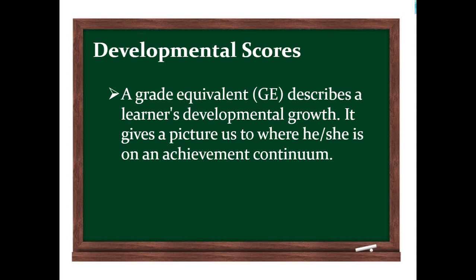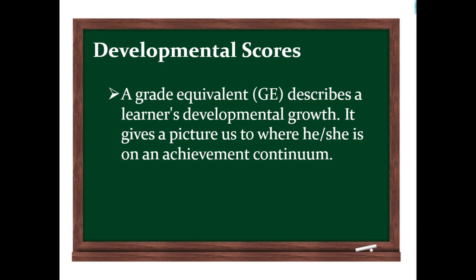And the 2, on the right side of the decimal point, means months in instruction. So the important term in developmental scores, note that GE is an estimate of the learner's location on the development continuum and not the grade level where he or she should be placed.